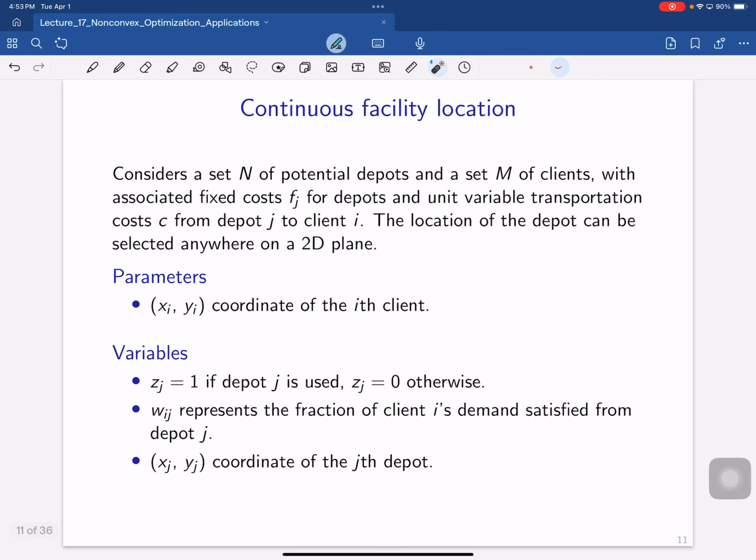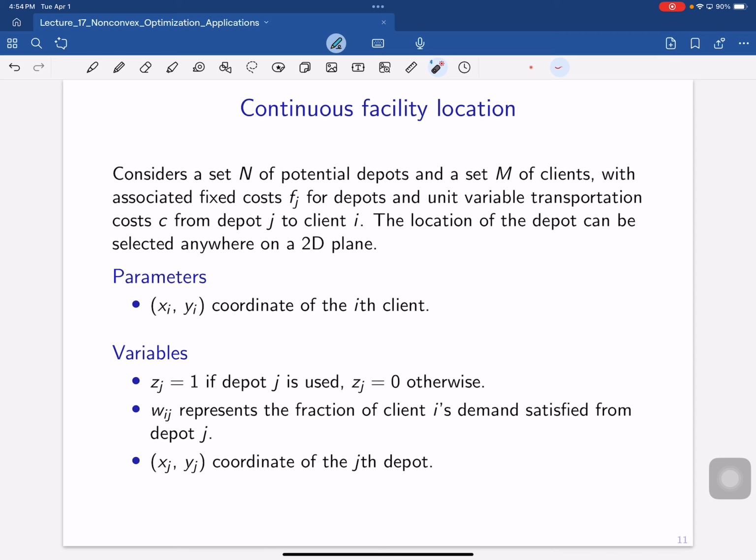So how do we model this problem? Again, the problem statement is: consider a set n of potential depots and a set m of clients with associated fixed cost fj for depots and unit variable transportation costs from j to client i. The location can be selected anywhere on a 2D plane. The known parameters are the coordinates of the clients, or your customers. You do know the location of your customers.